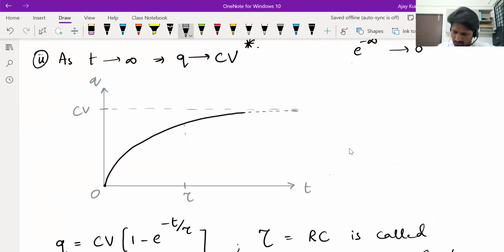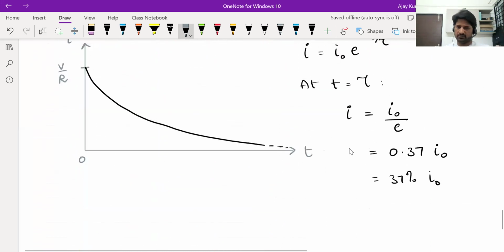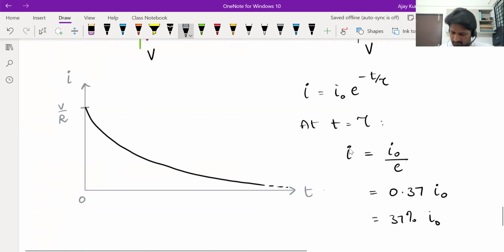At t equal to tau, the charge on the capacitor will be 63%, that is 0.63 CV. It would have increased to 63% of the maximum value. Whereas the current decreases by 63% in one time constant, and it falls to 37%, that is 0.37 V by R, or I naught, you can also write.